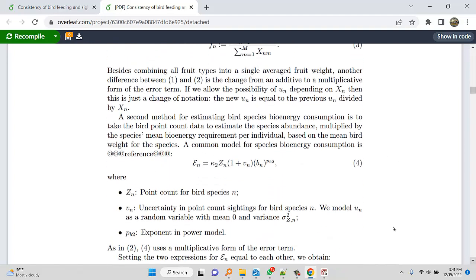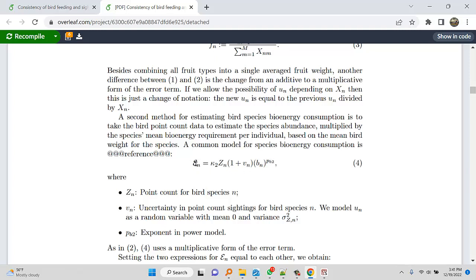All right. Here's another model. The bioenergy consumption depends on the point counts, which is a measure of the bird abundance, times the bird weight to some power. Okay. Notice that both models depend on the bird weight to some power.